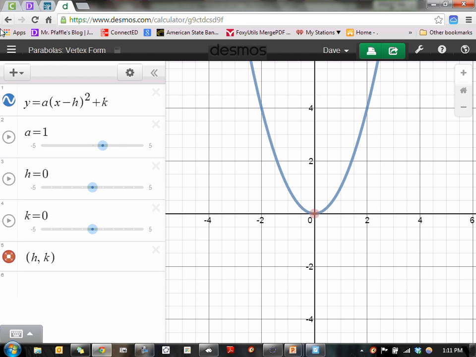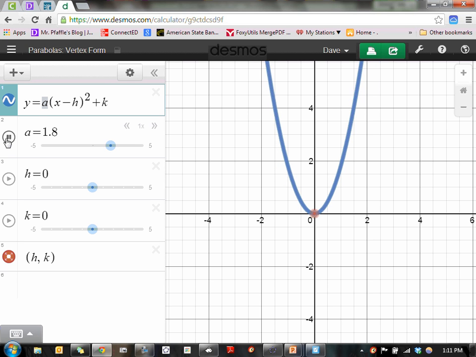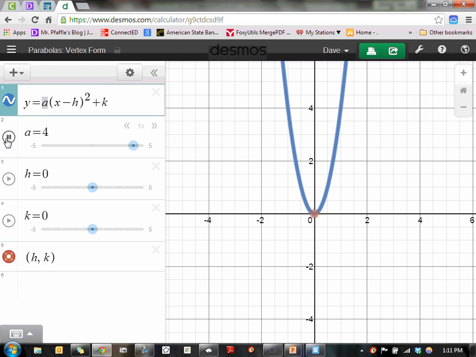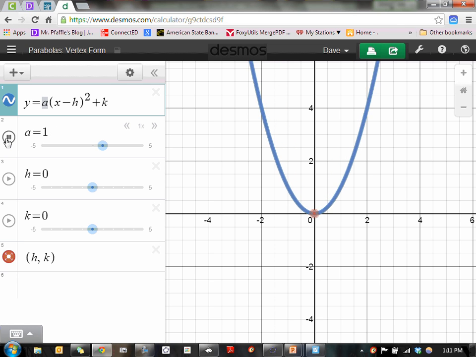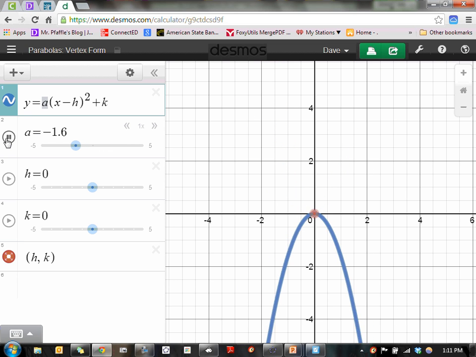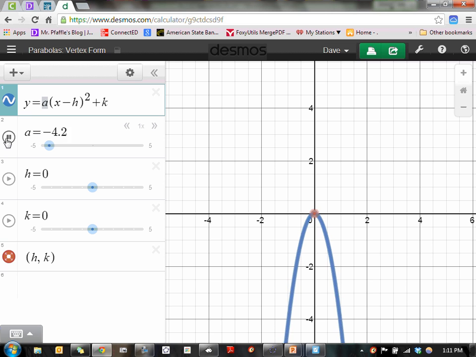First observation I want you to make is, what does this value of A do? Now notice where A is. A is out in front here. So what is A going to do to this graph if I move it around? As it gets bigger, it squeezes it. It's a vertical stretch. And as it gets, oh, why did it go down there? Explain to me why it's down below.